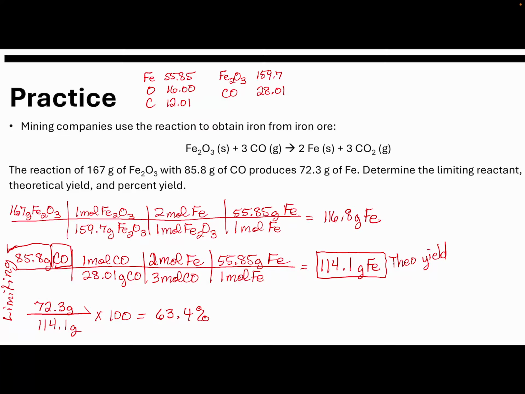Looking at the two numbers, the one that was in the smallest quantity was the mass produced from the carbon monoxide. Therefore, the carbon monoxide was the limiting reactant, and the mass that carbon monoxide produced was the theoretical yield. I then put that into the percent yield equation, the actual yield divided by the theoretical yield times 100, and it gave me 63.4% for the percent yield. Question.